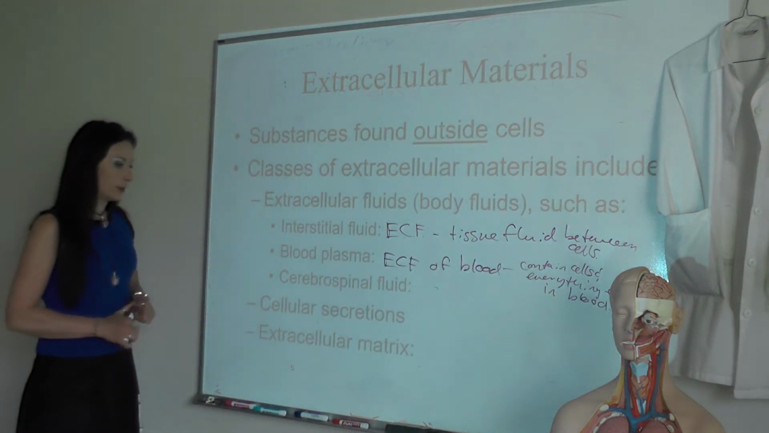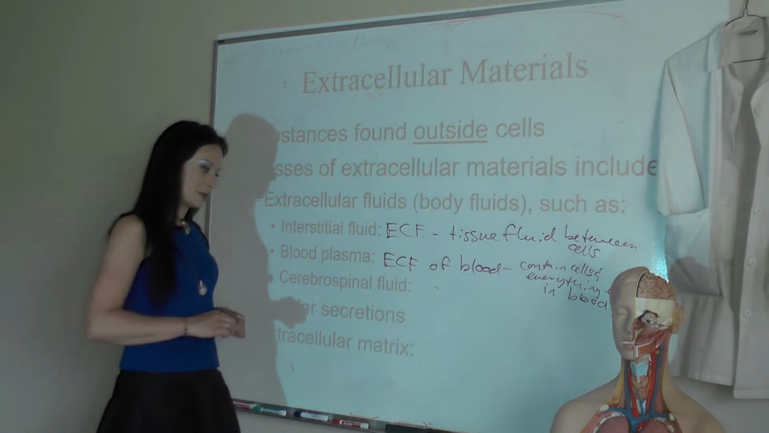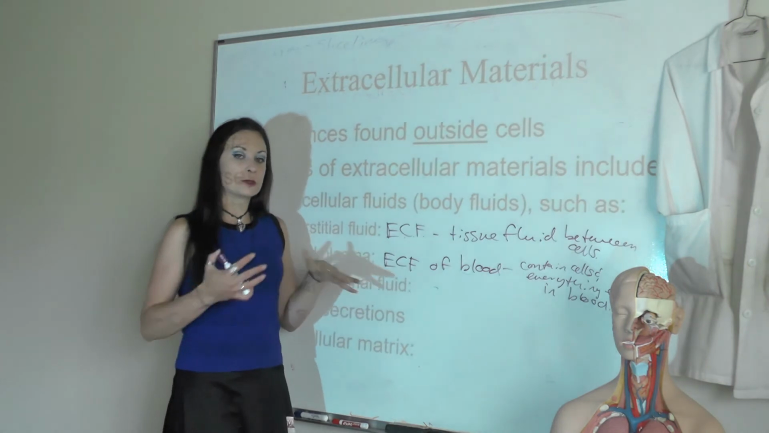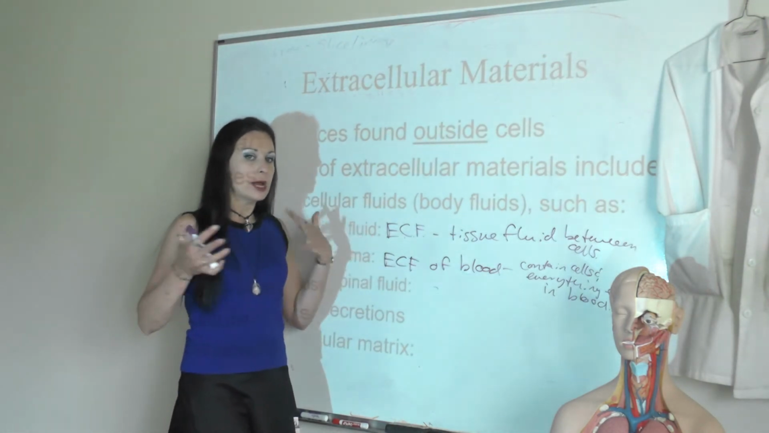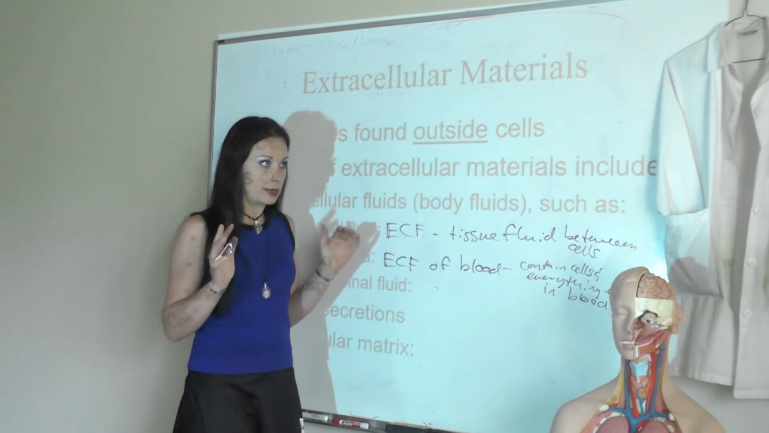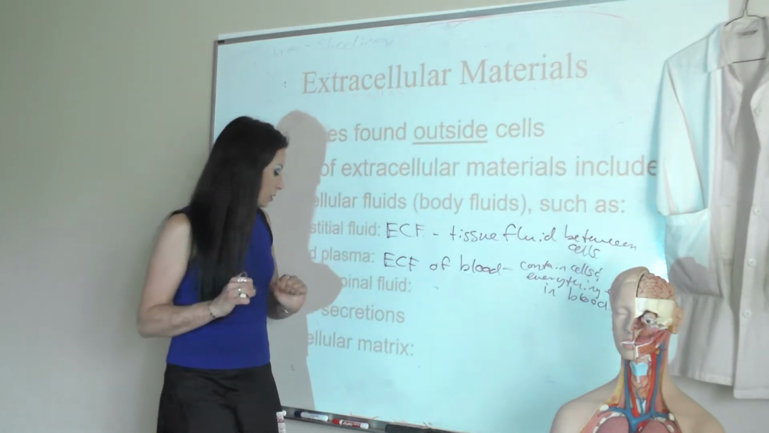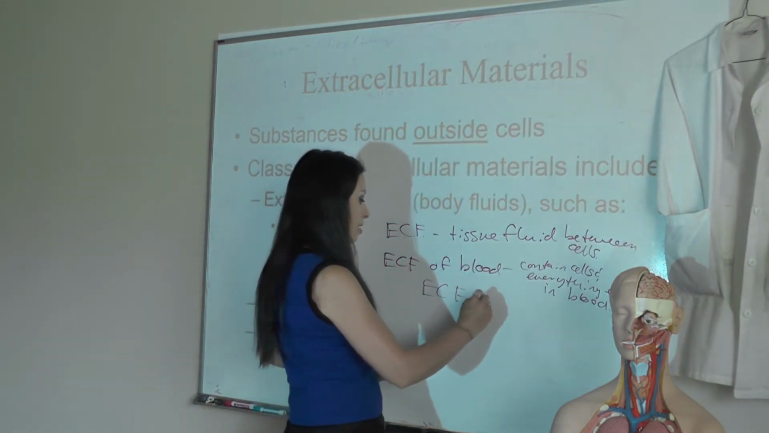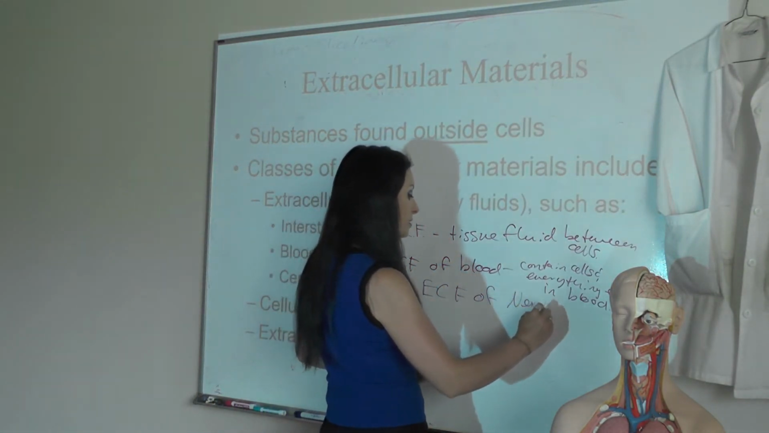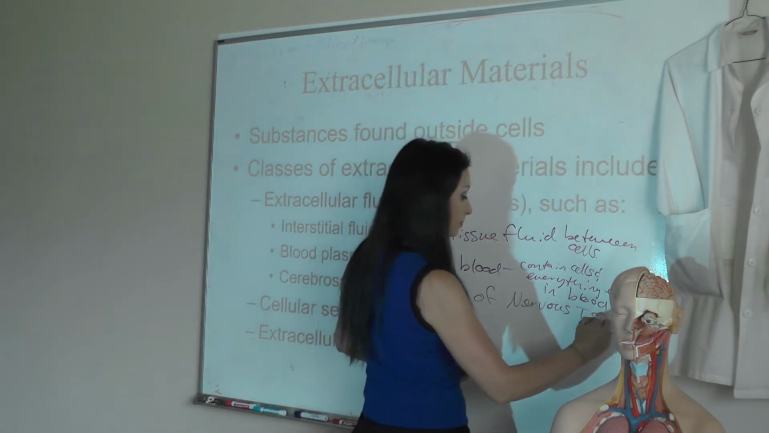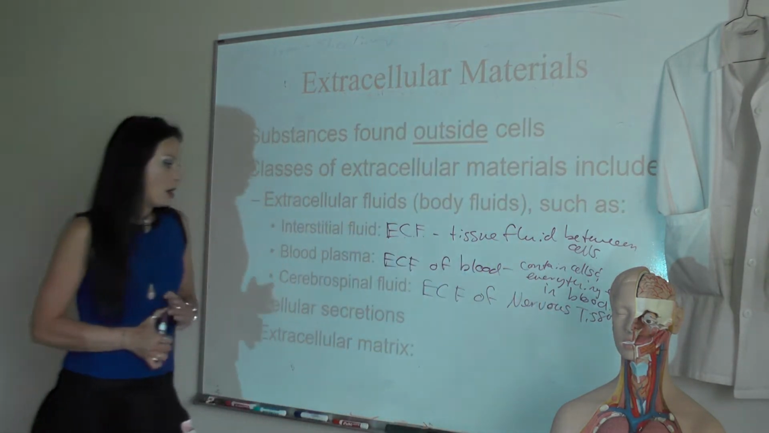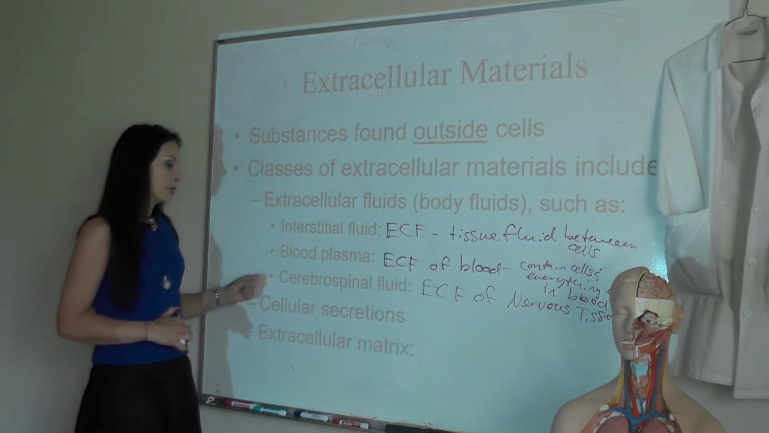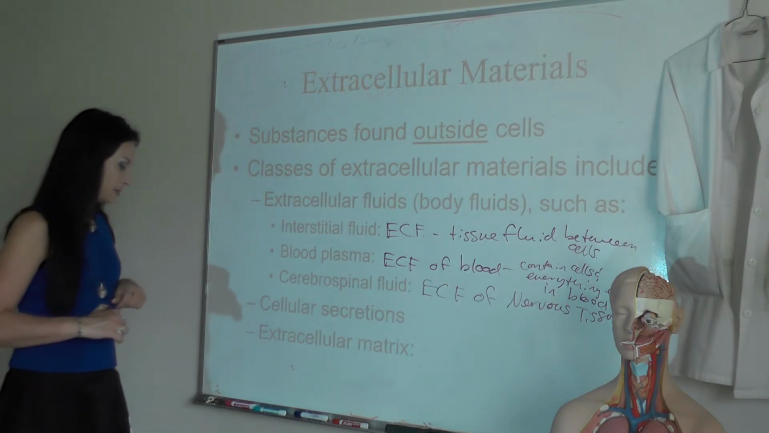Okay, cerebrospinal fluid is the extracellular fluid in the nervous system. So the nervous system is protected by what's called a blood-brain barrier, and that helps to make sure that we can't just passively allow just anything willy-nilly into that really critical tissue. So cerebrospinal fluid is the specialized extracellular fluid of our nervous system or our nervous tissue. And we'll talk more about these two in particular when we get to blood as its own chapter next semester, and cerebrospinal fluid when we talk about the nervous system this semester.